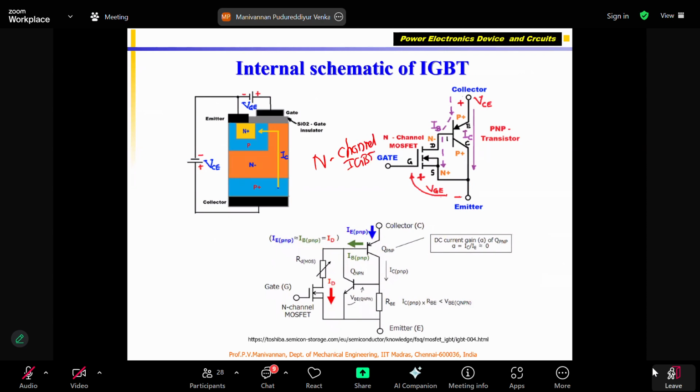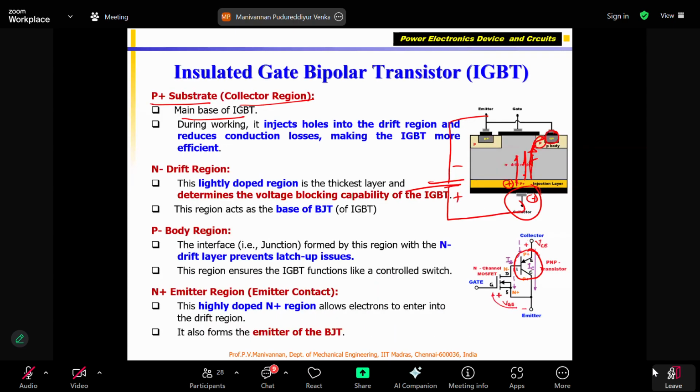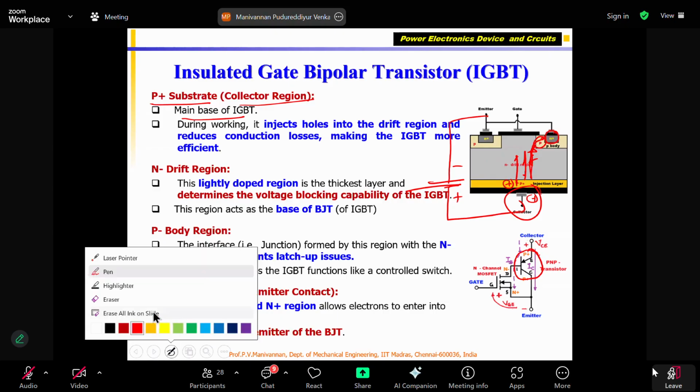Okay. If you understand one, automatically you understand other things also. I'm not going to explain both, we don't have time. So this is called an N-channel IGBT. You will understand why within a few minutes.